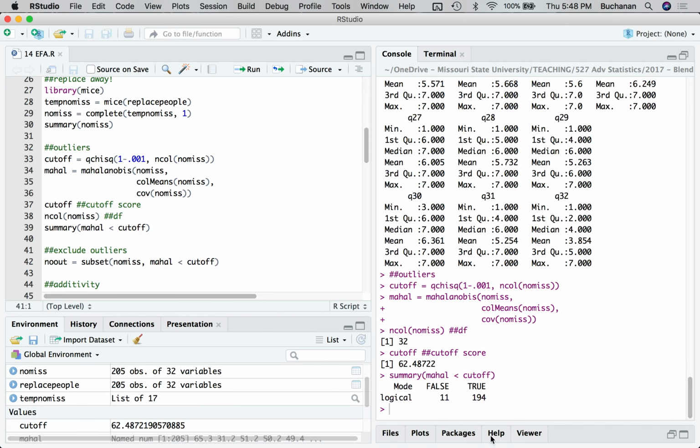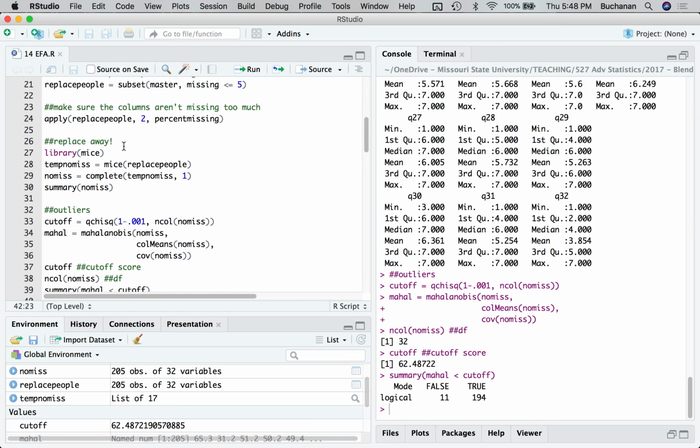And we're going to find a summary of the number of people whose scores exceed the cutoff score. So a false here means that they're an outlier, because, I'm sorry, I said that a little backwards, Mahalanobis less than the cutoff. So the true people are people whose scores are less than the cutoff. False are people whose scores are above the cutoff. And for this example, we're going to exclude people whose scores are greater than the cutoff. So we're getting rid of 11 outliers.